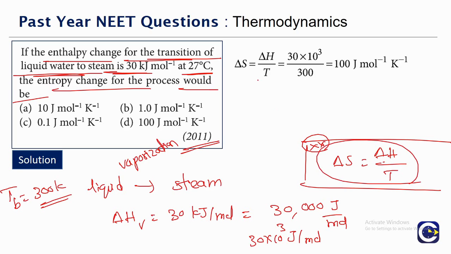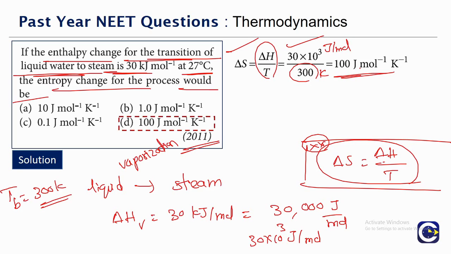Look, the value of del S is equal to delta H divided by temperature. Delta H is 30 into 10 power 3 joule per mole. Temperature is 300 Kelvin. Dividing, the numerator is 30,000, and 30,000 divided by 300 is 100. So 100 joule per mole per Kelvin. So what is the answer? Option D, 100 joule per mole per Kelvin. This is the entropy change for that phase change process.